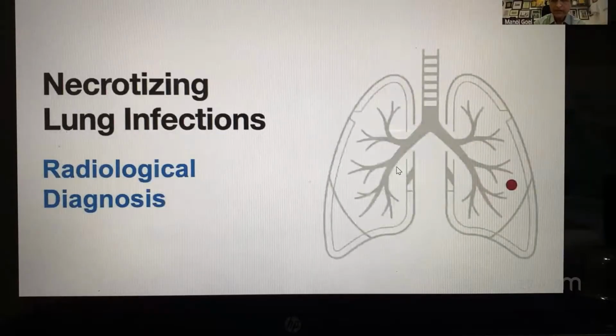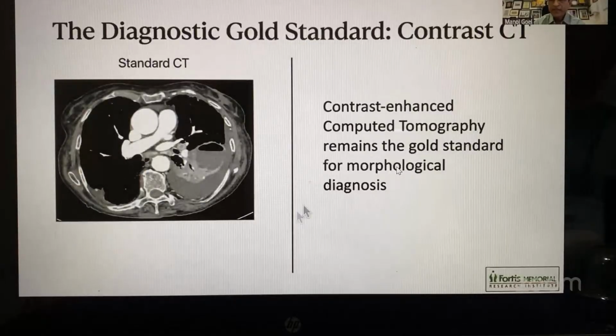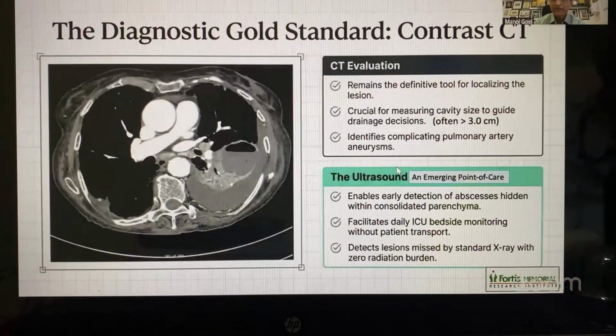Coming to the radiological diagnosis of necrotizing lung infections, the contrast-enhanced computed tomography remains the gold standard for morphological diagnosis of necrotizing infection. A CT evaluation remains the definitive tool for localizing the lesion, so you can mark where the lesion is, whether it's in the upper lobe or the lower lobe, which side. It's also crucial for measuring the cavity size to guide the drainage decision. So if the cavity size is, say, more than 3 cm or 4 cm and not responding to treatment, then these patients may become a candidate for drainage.